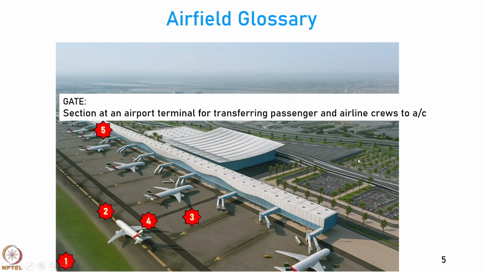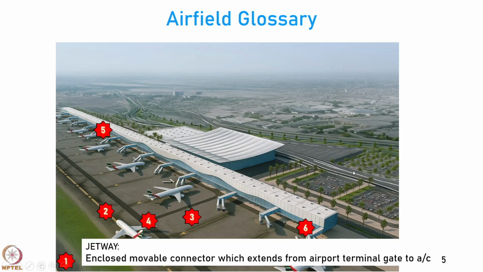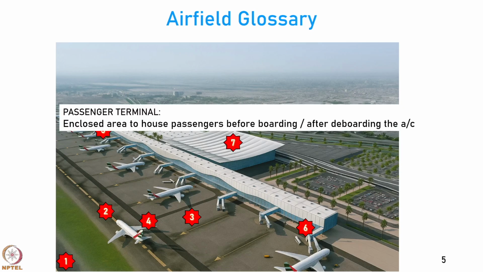We also have the gates, which is a section of an airport terminal for transferring passengers and airline crews to the aircraft and back. On the bottom, we see that there is an aero bridge or a jetway. This is an enclosed movable connector which extends from the airport terminal to the gate of the aircraft. And finally, we have the terminal building or the passenger terminal, which is the enclosed area to house passengers before boarding or after deboarding the aircraft. So, these are the components.